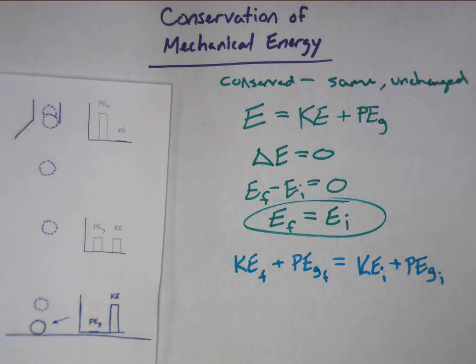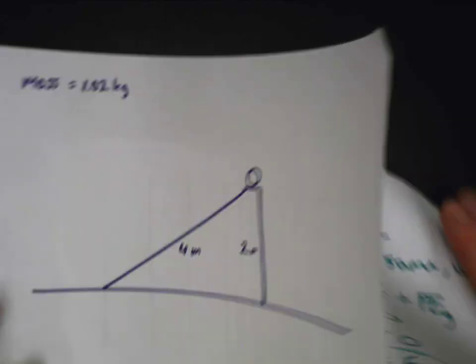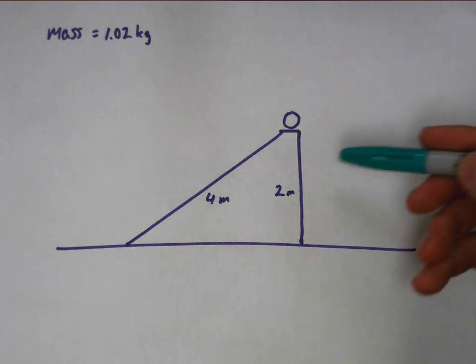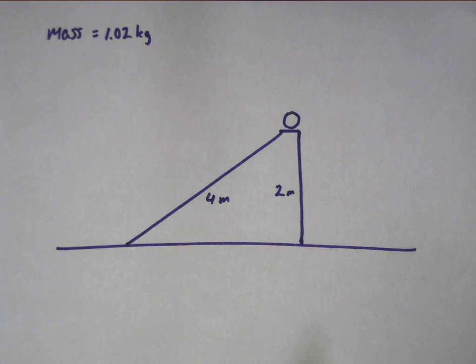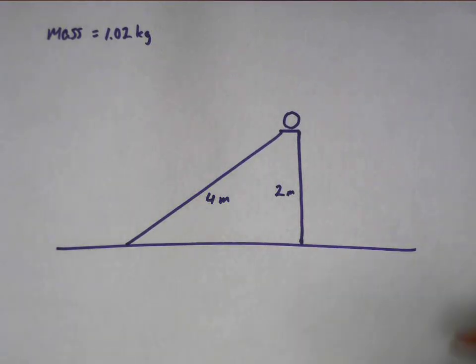So, does it always look like that? Well, no, it won't always be something falling, and I want you to understand that as well. Check this example out. We've got this ball at the top of this ramp, and if we look at the vertical side, it's a 2-meter distance, and the angled side, the ramp side, is a 4-meter distance. The ball happens to have a mass of 1.02 kilograms.